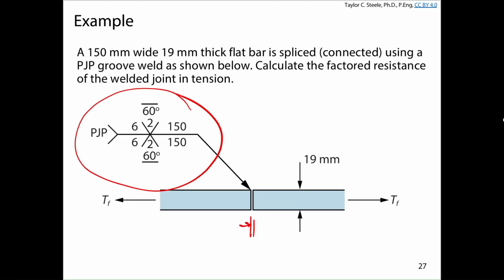There's a 2 millimeter gap between the two plates. That's important for the welder doing the work, not important for us for the strength. What else? Yeah, the 60 degree openings. What about the 6 here?